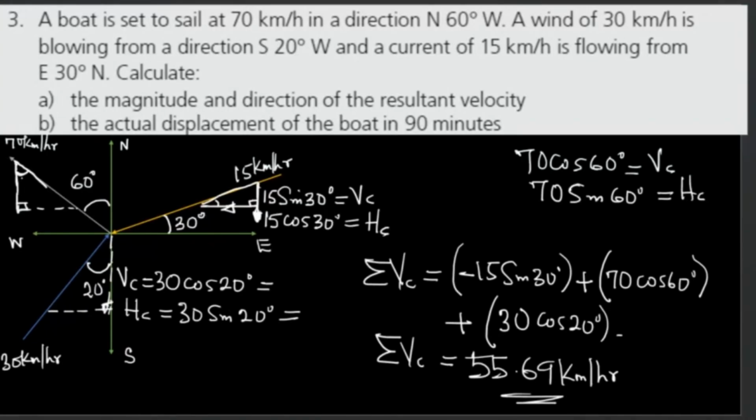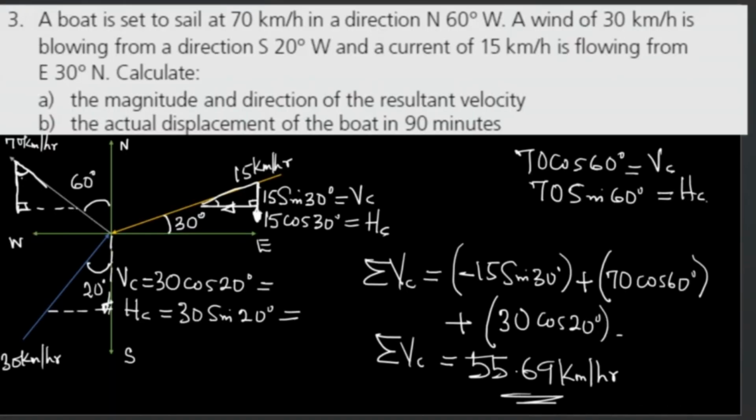So this is the summation of the vertical components. I'm just going to give you some time to write, and then we'll look at the one for the horizontal component, and then we'll calculate our resultants, and then we can confirm the answers from the textbook. Okay, let me calculate the horizontal component very quickly. Summation of the horizontal component.